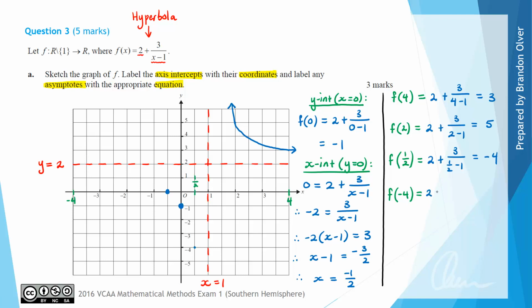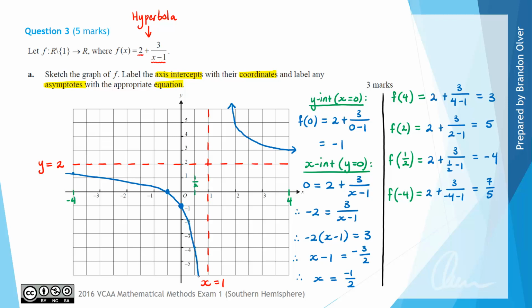So in our rule we'll have 2 plus 3 divided by negative 4 subtract 1, which is going to be 2 subtract 3 on 5, which is going to equal 7 on 5, or about 1.4. So that's going to be a value just here. And again, it's not an endpoint, it's just where it's going to leave the grid. So our hyperbola is going to look something like this.